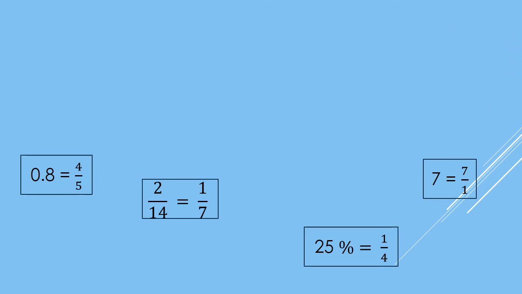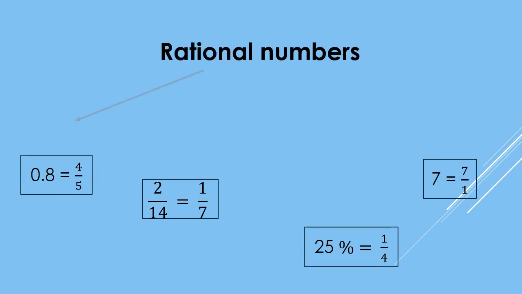Now we have some different forms of rational numbers. First form, decimals. If you have a decimal number like 0.8, I can write it as 8 over 10, and in simplest form, it will be 4 over 5. Both the numerator and denominator belong to Z, and the denominator doesn't equal 0. Number 2, a fraction. 2 over 14 is a fraction, and it will be 1 over 7 in simplest form.